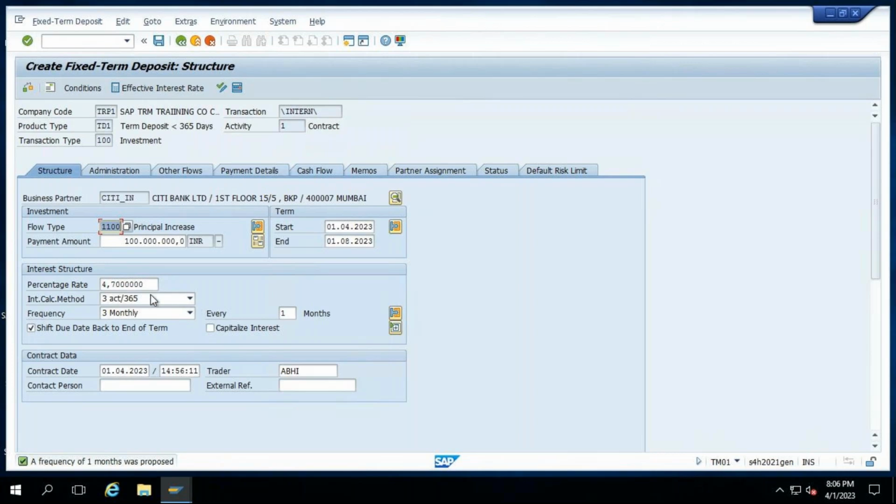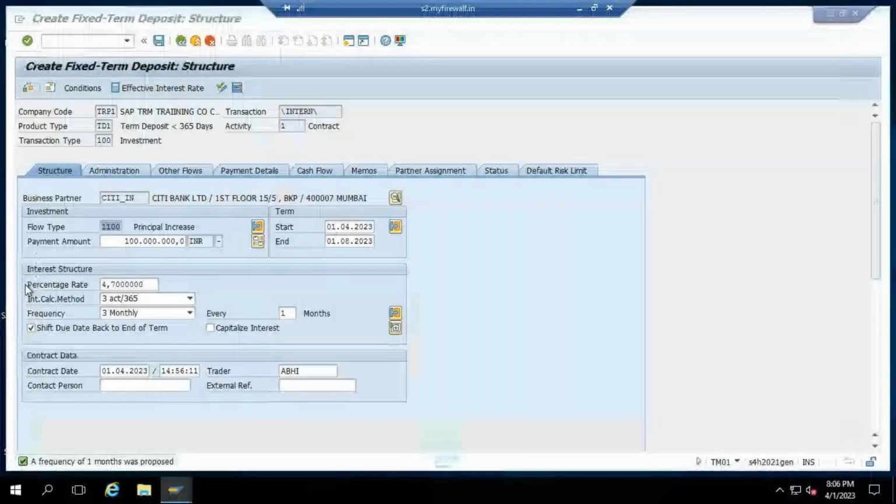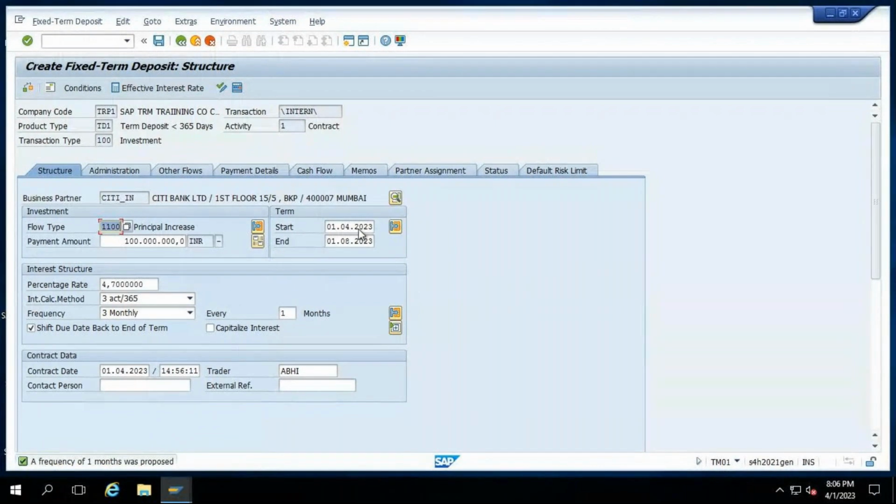So now you can see that everything is in a very structured manner. In case you do not have this particular module, you do not have an option to enter the start date of the investment, end date, percentage rate of interest, the interest calculation method, and how the interest is to be paid, whether principal plus interest at maturity at the end of the term, or monthly or daily basis. Whichever way, all the options are there.